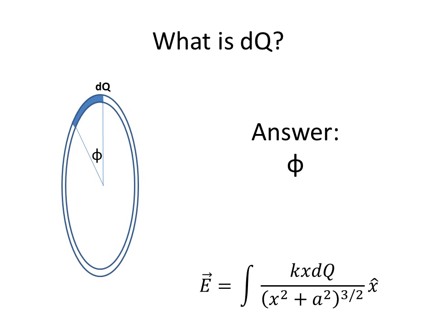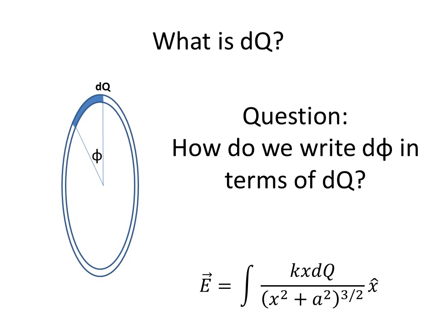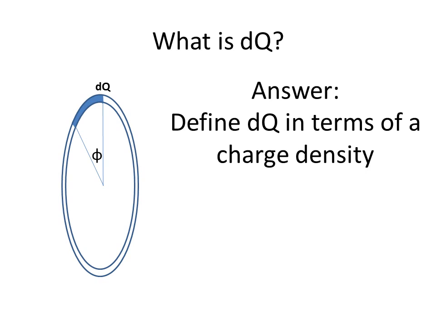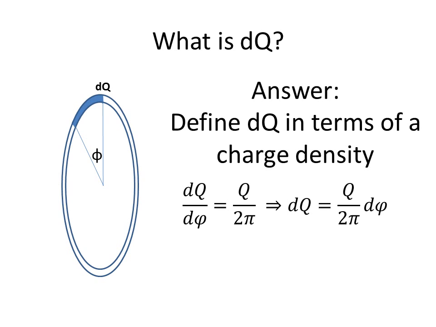If we sum up all the dq's by going around the ring, in other words, by going around the angle phi, we should obtain the total charge q in the end. But how do we write d phi in terms of dq? For this, we come up with a charge density that is dependent on phi. Because the charge is evenly distributed around the ring, we know that the ratio of charge to angle must be uniform throughout. Therefore, we can say that the ratio of the infinitesimal charge to the infinitesimal angle is equal to the ratio of the total charge to the total angle.